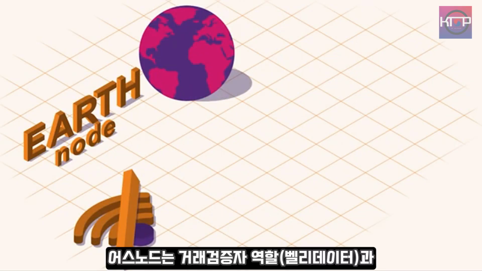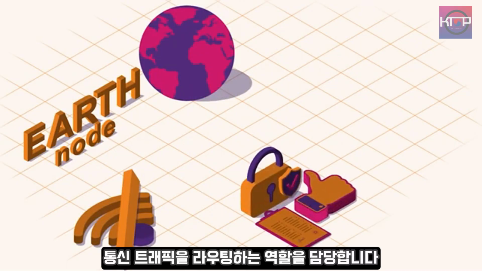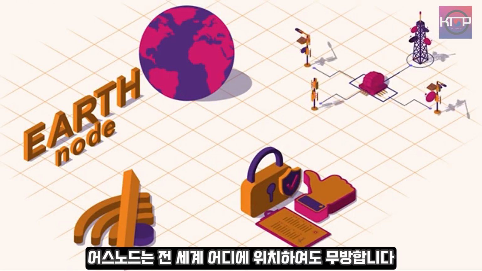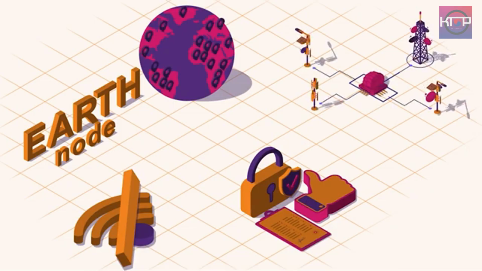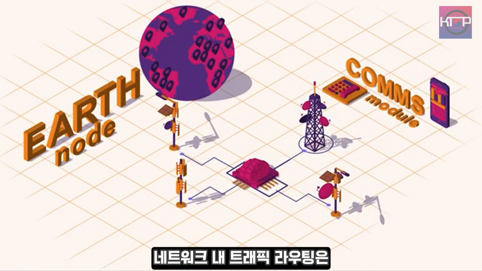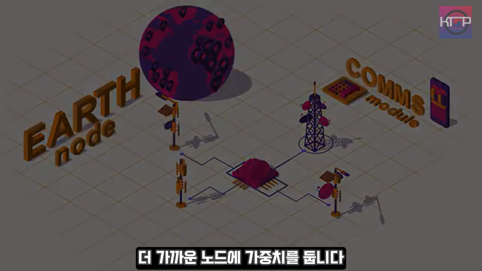Earth nodes act as validators of transactions and/or route communications traffic. Therefore, Earth nodes can be located anywhere in the world. If the Earth node is running the telecoms module, the routing of traffic within the network has a weighting towards closer nodes to improve performance and quality of services.